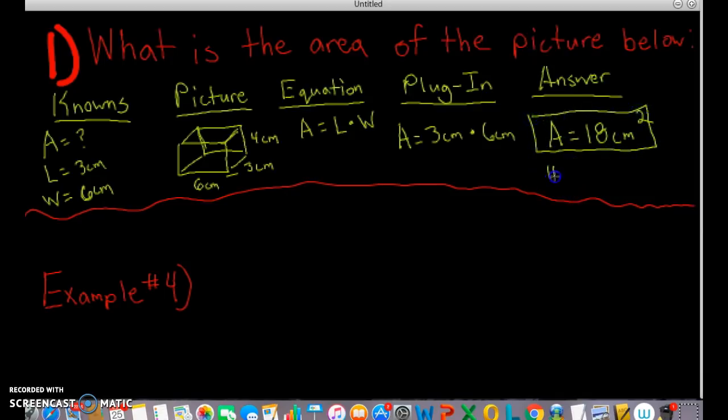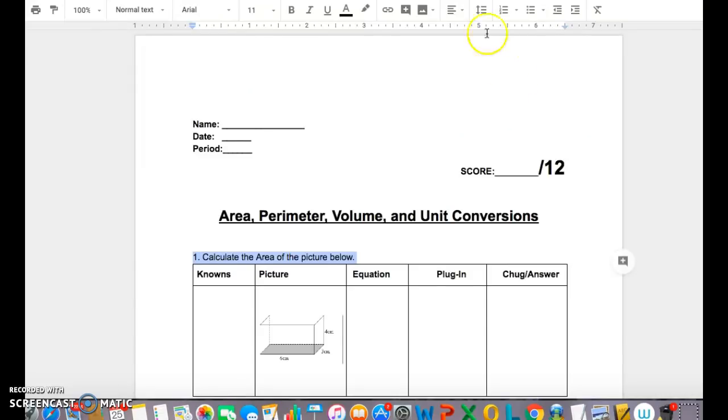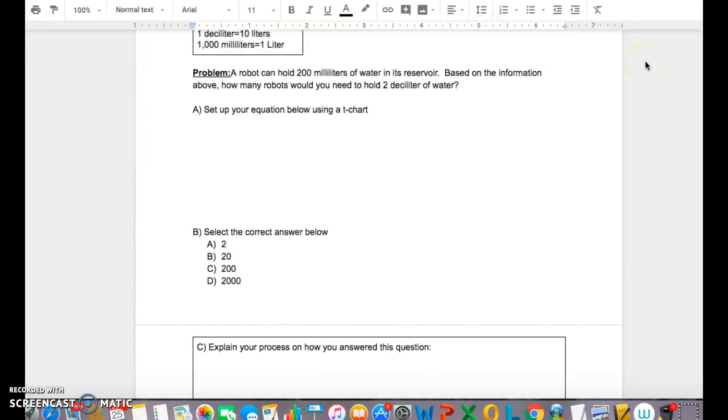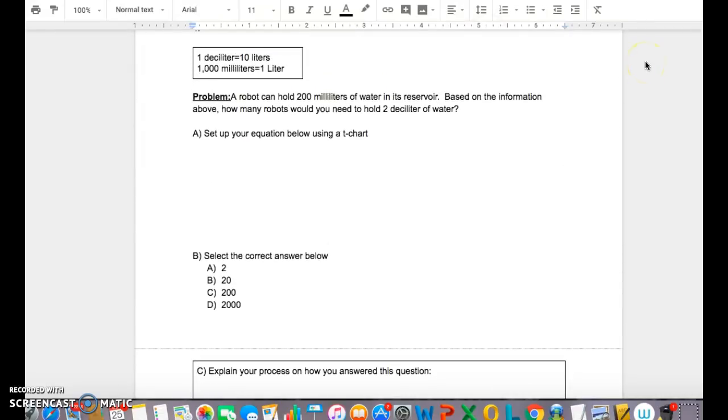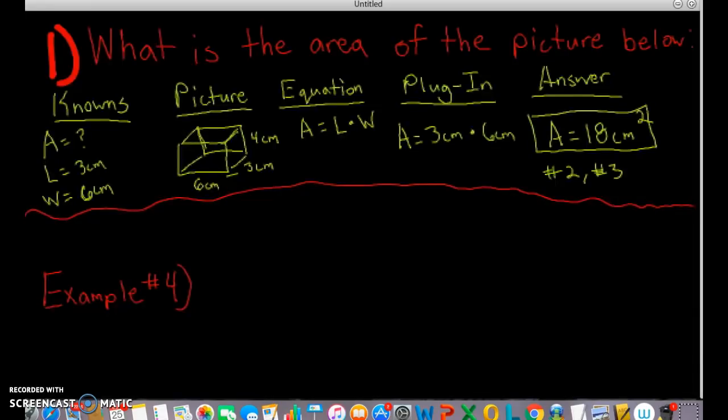So you need to do numbers 2 and 3 on your own. Here's an example of how to do number 4. So let's say you have a robot here. I'm going to just show it to you. So let's say you have a robot, and instead of it holding 200 milliliters, I'm going to say 300 milliliters, okay? So let's say we have a robot, and it can hold 300 milliliters.